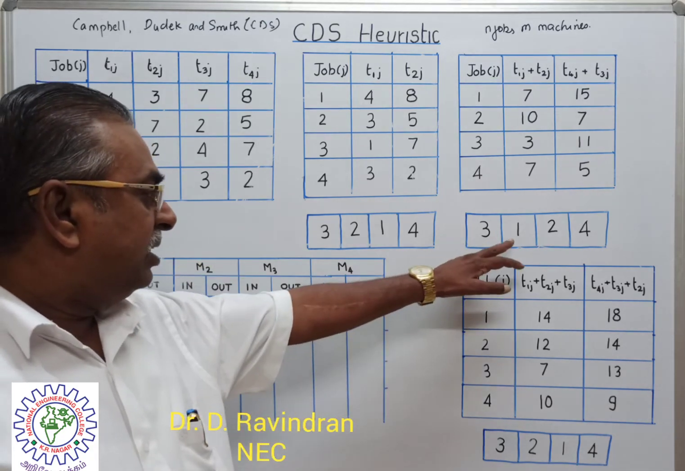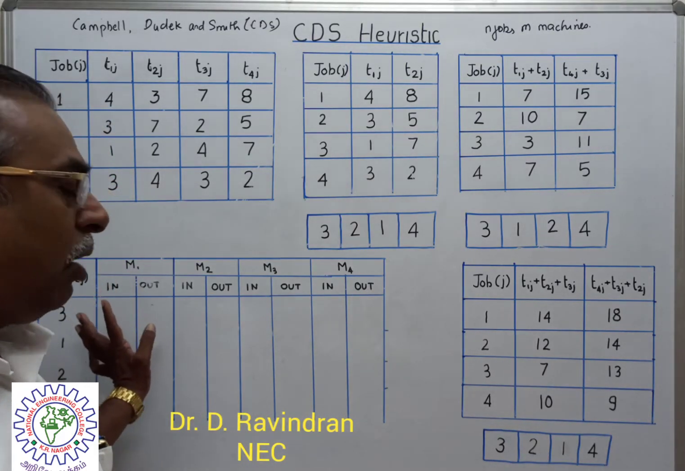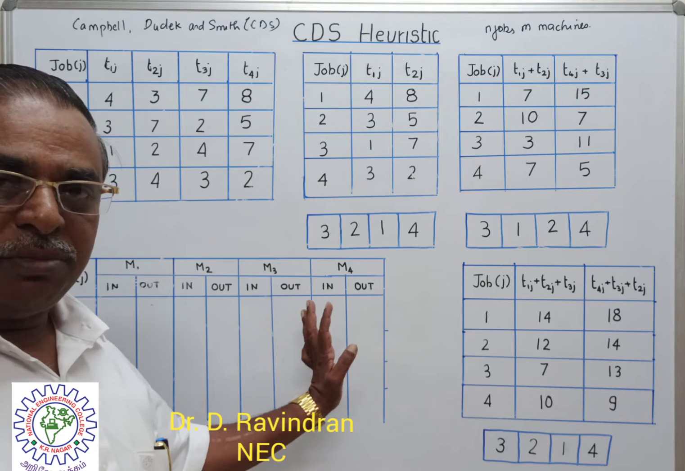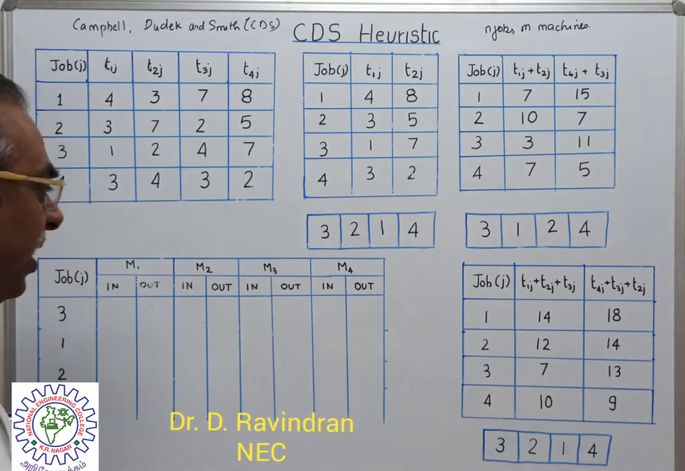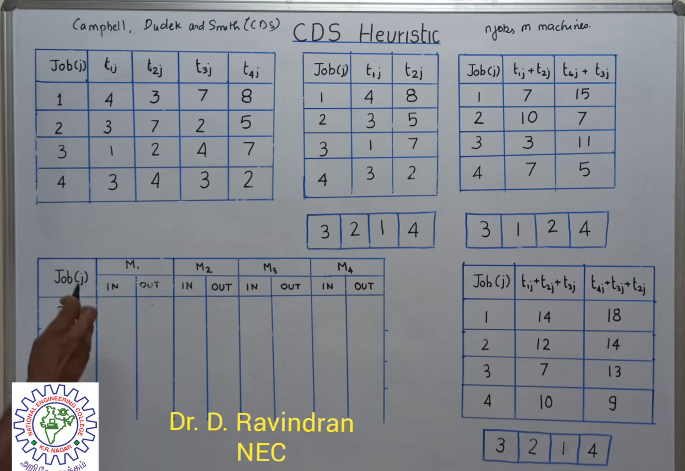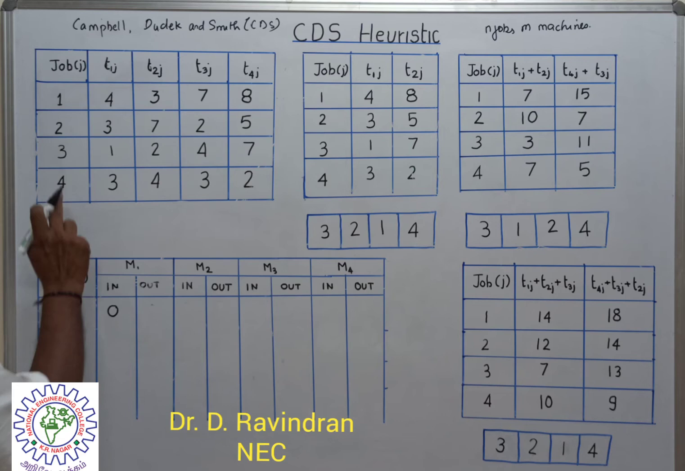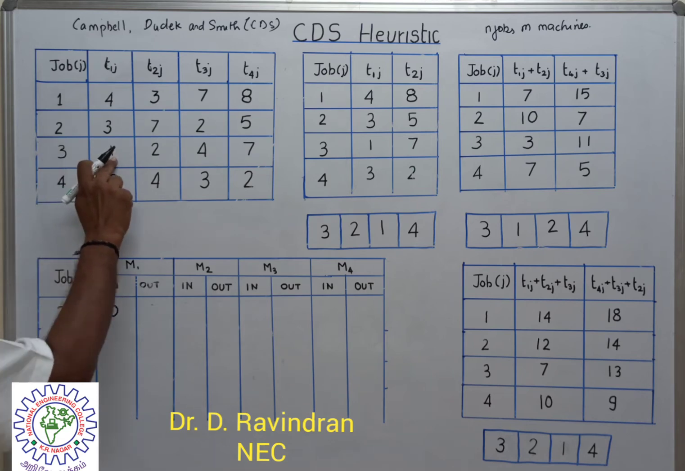For any one sequence, I will explain how the makespan can be evaluated. For example, let us consider 3, 1, 2, 4. With the first machine, the job is assumed to start at time 0, and then the processing time in machine 1 is 1 hour.